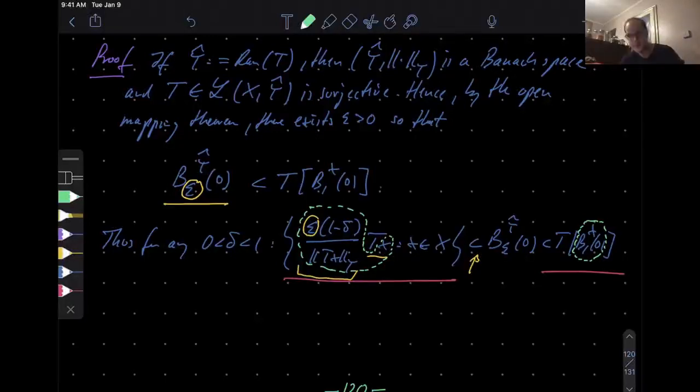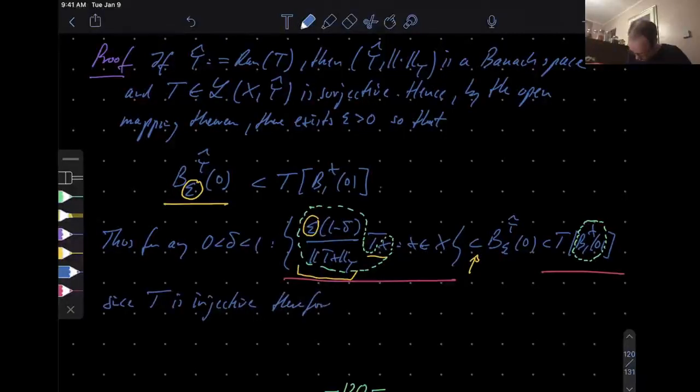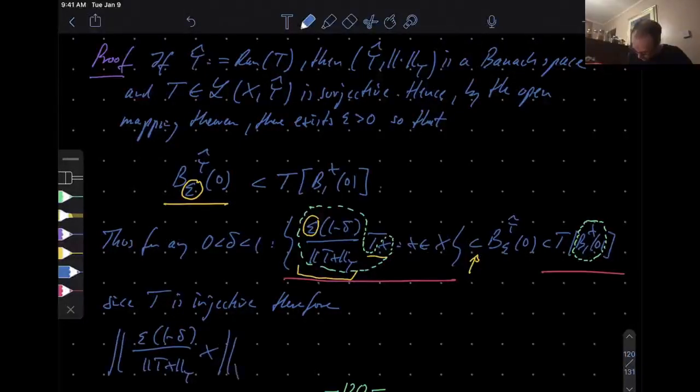So this green thing on the left is contained in the green thing on the right, but that's a ball of radius 1, so that's just telling me that the green bubble on the left in X norm cannot exceed 1, right? Since T is injective, therefore, well, what I just said in words, epsilon (1 minus delta) Tx over the norm of Tx, x in X, norms, this is a small x, that was the green bubble, is strictly less than 1, right? And that is precisely giving me what I want.